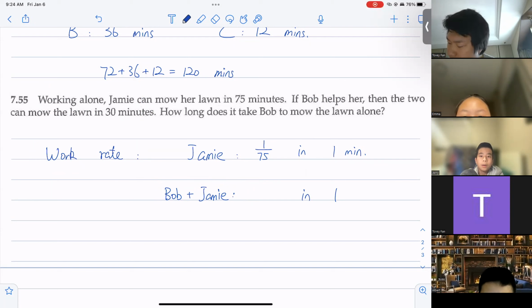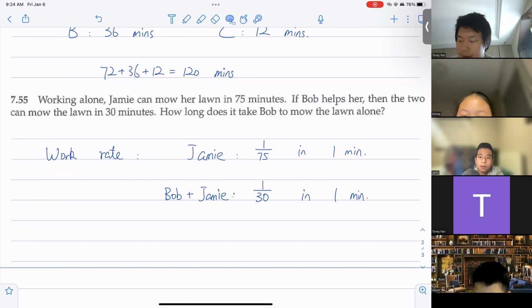So Emma, Jerry? Two guys working together can finish the job in 30 minutes. So that means in 1 minute, they can complete how much of the job? 1/30th. Yeah, 1/30th of the job. Emma, does that make sense?